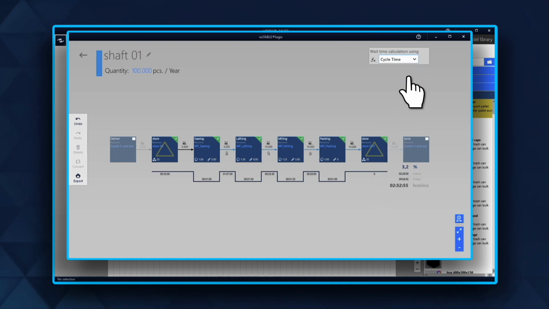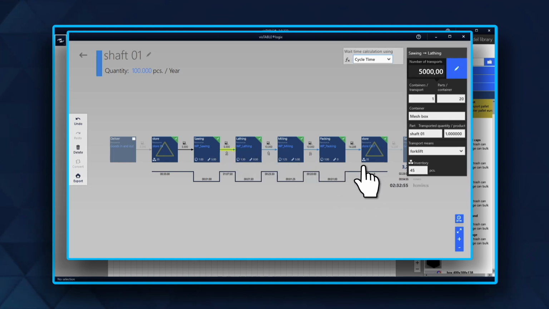Alternatively, the cycle time method doesn't have a takt time for the overall output system. It calculates wait times based on the cycle time of subsequent processes. In our example, the store out process has no follow-up process, so there are no waiting times here, which leads to a shorter overall throughput time.